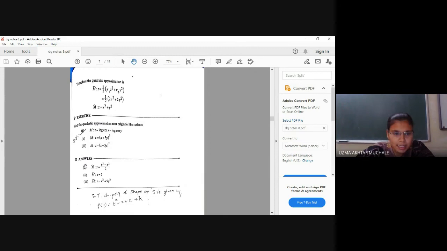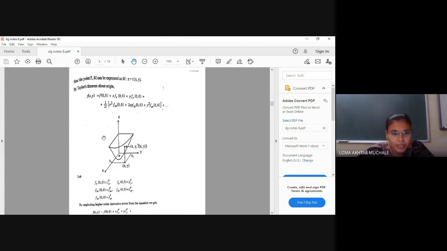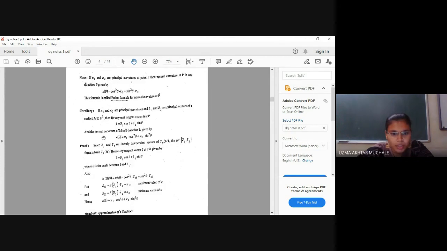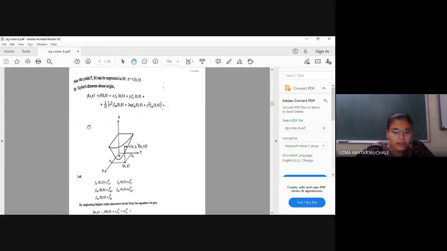Solve these exercise examples. Find the quadratic approximation near the origin of the surface. Just like we have done for a curve, find the quadratic approximation of the curve. Here also it is given what the quadratic approximation of the surface is. What is the quadratic approximation of a surface? Here we are provided with f of x, y, because we know the Taylor series for a single variable.